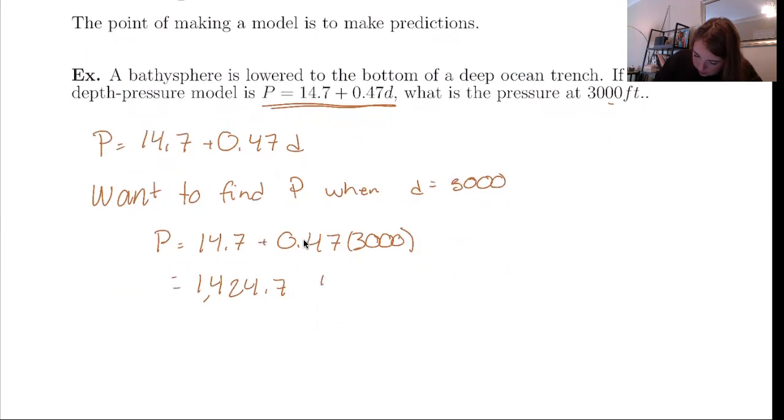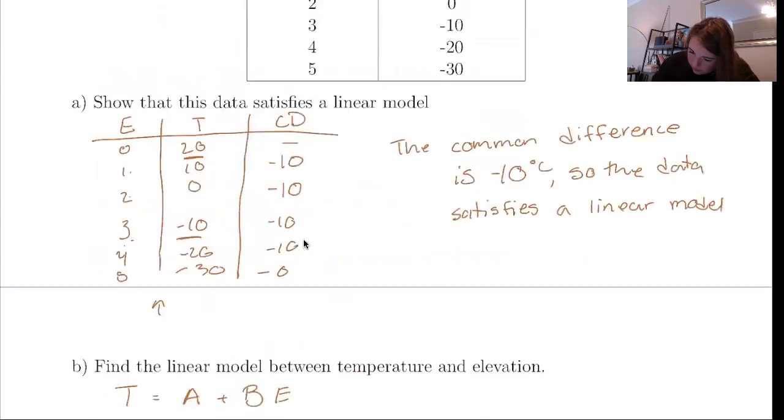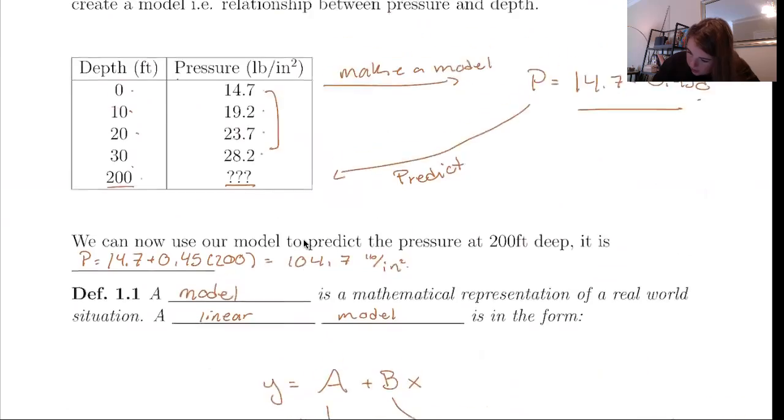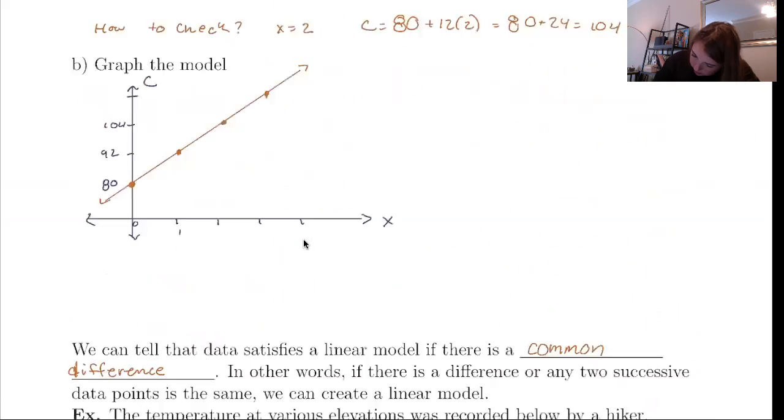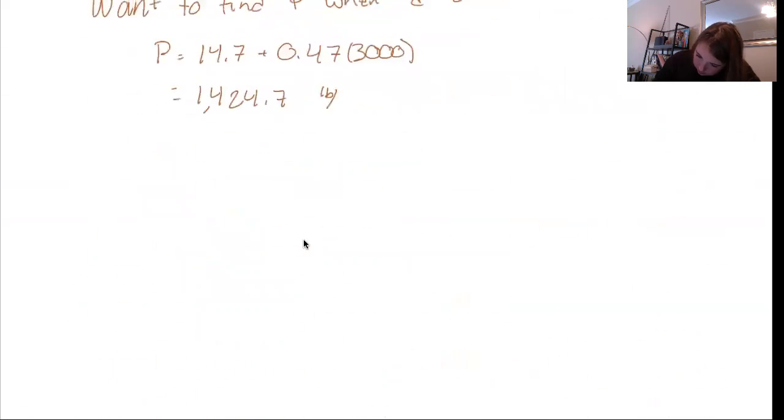I think before it was pounds per, that's in feet. What was it? You told me earlier. I didn't give it as detailed as what was in the textbook. Pressure, pounds per inches squared. Okay. Pounds per inches squared. Okay. And that's it.